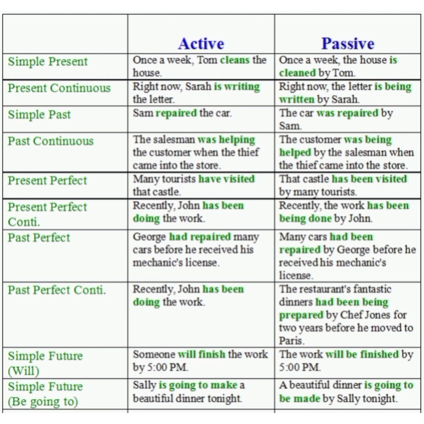Next is past perfect tense. George had repaired many cars before he received his mechanic's license. So in active voice, the verb becomes had repaired. In passive voice, the verb becomes had been repaired. In past perfect continuous tense, the verb becomes has been doing. Has been plus ing form of the verb will be used. In passive voice, had been plus ing form of the verb is used.